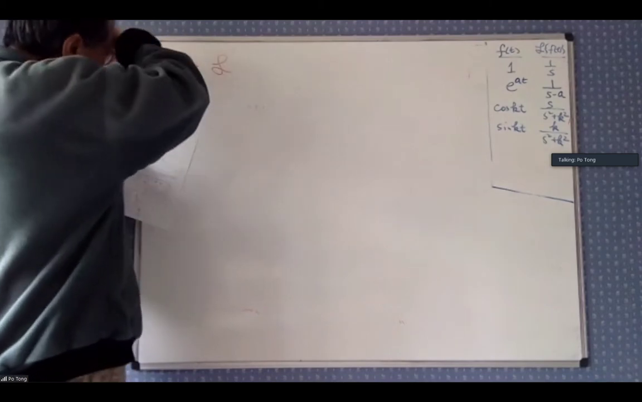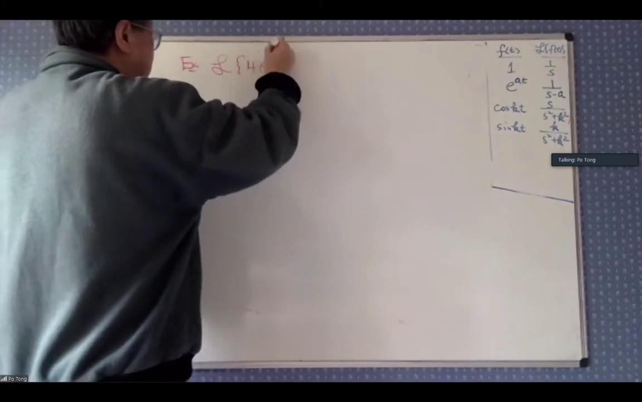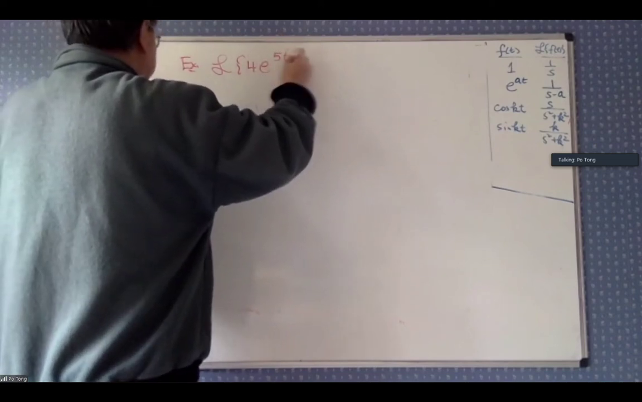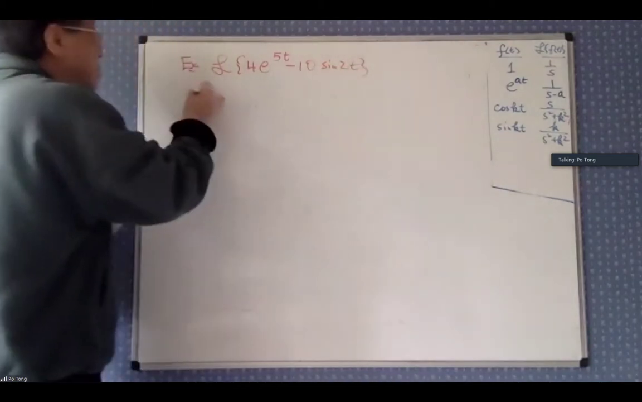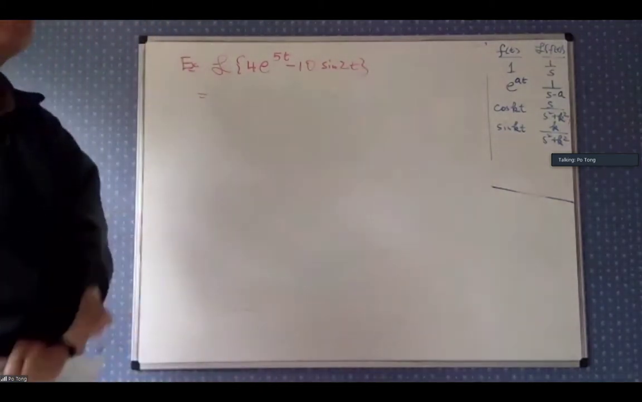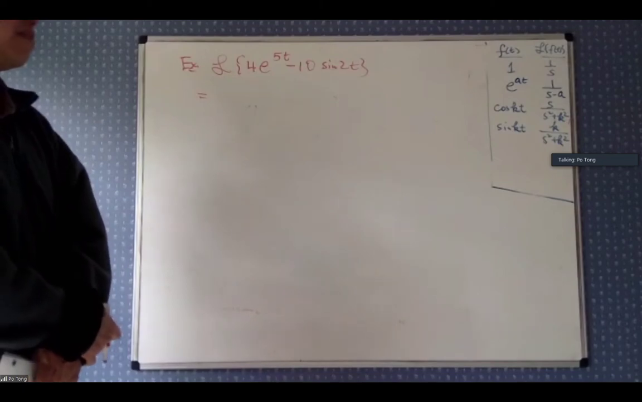Laplace transform of 4e to the power 5t minus 10 sine 2t. You guys help me with this. What is the answer? Everything is here.